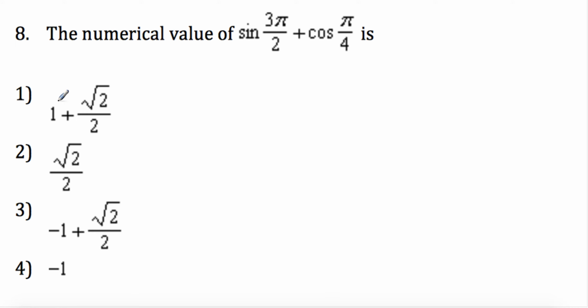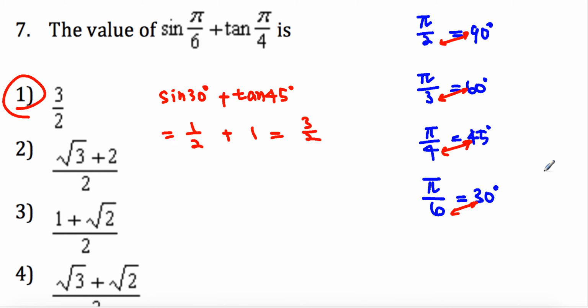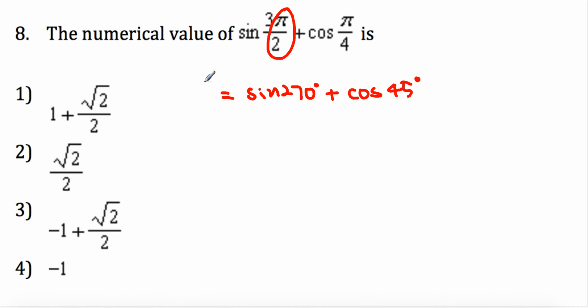Number 8, the numerical value of this one. In this case, pi over 2 is 90, but 90 times 3 becomes, that's right, sine of 270 degrees, plus cosine of 45 degrees, as we talked about in the previous slide. Now what is sine of 270? You could have put it into a calculator and seen it quite easily.